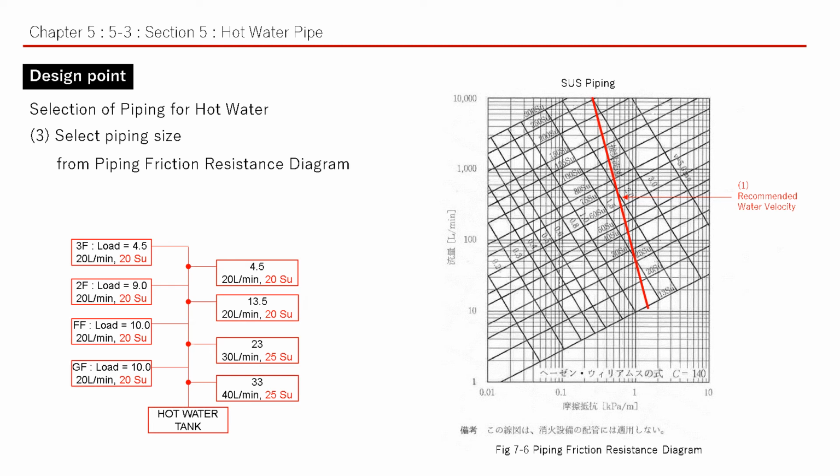3. Select piping size from piping friction resistance diagram. Let's review the selection figure 7-6. Step 1, recommended water velocity. Step 2, put water volume. Step 3, select piping size.